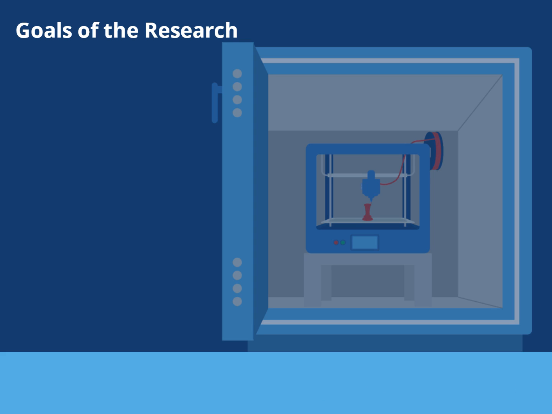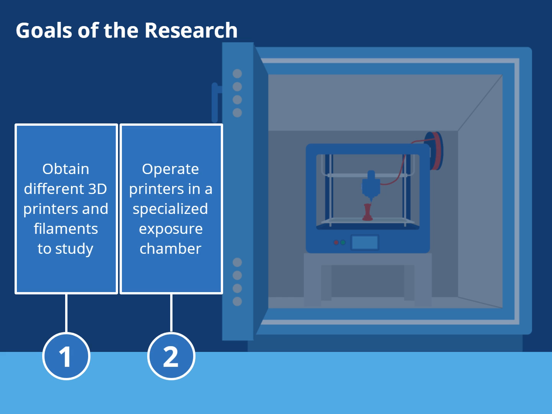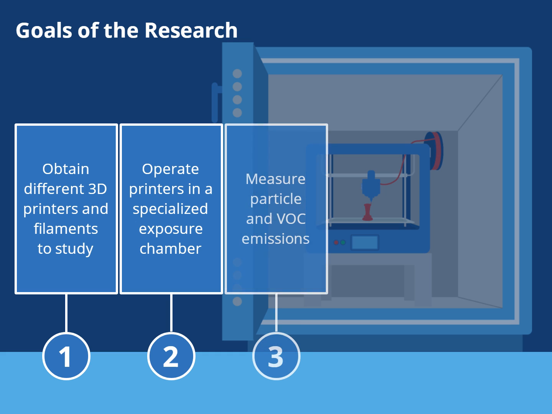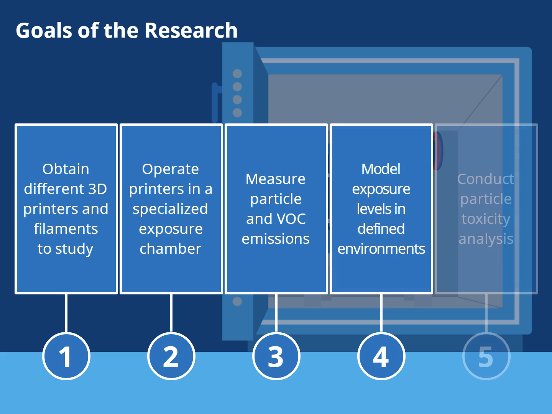To achieve these goals, the following steps were taken. 1. Obtain different 3D printers and filaments to study. 2. Operate printers with defined filaments in a specialized exposure chamber. 3. Measure particle and VOC emissions. 4. Model VOC emissions for exposure levels in defined building environments. And 5. Conduct particle toxicity analysis.